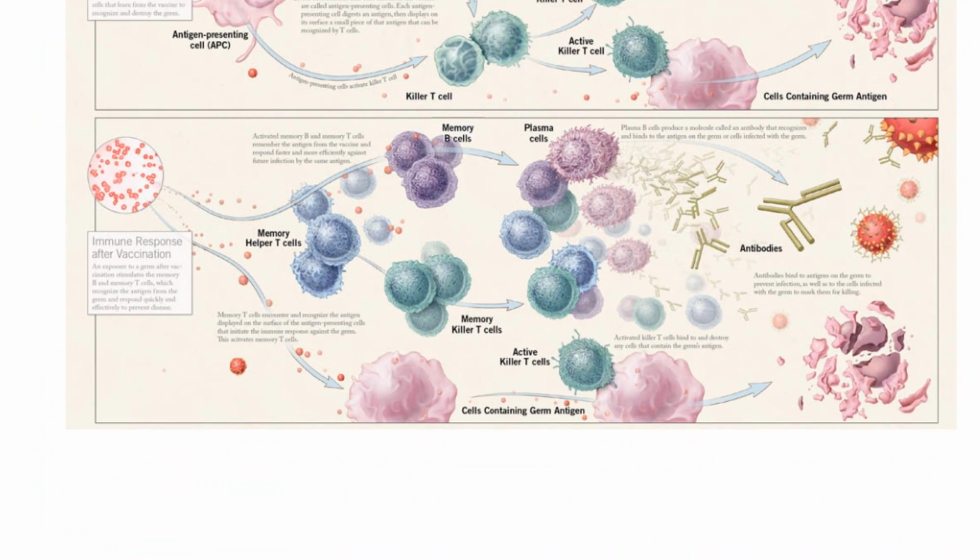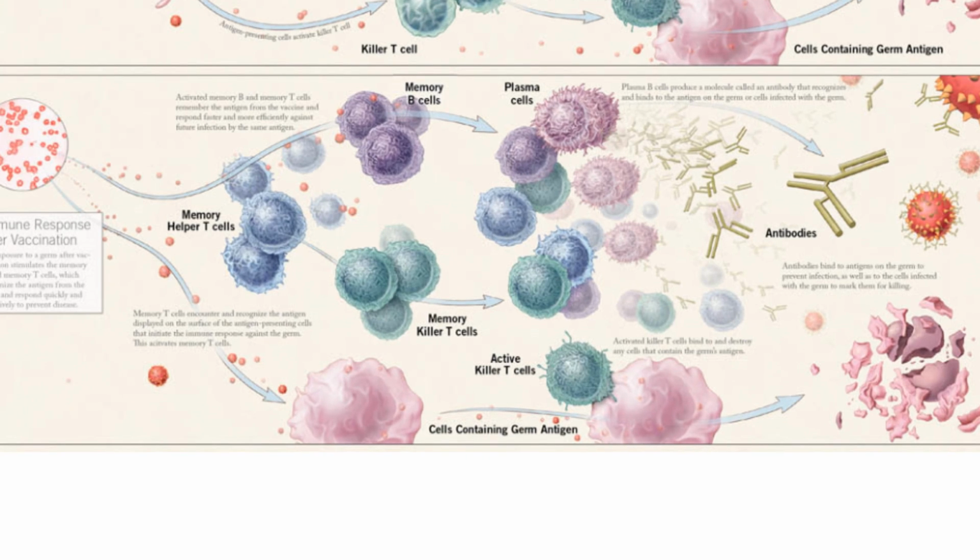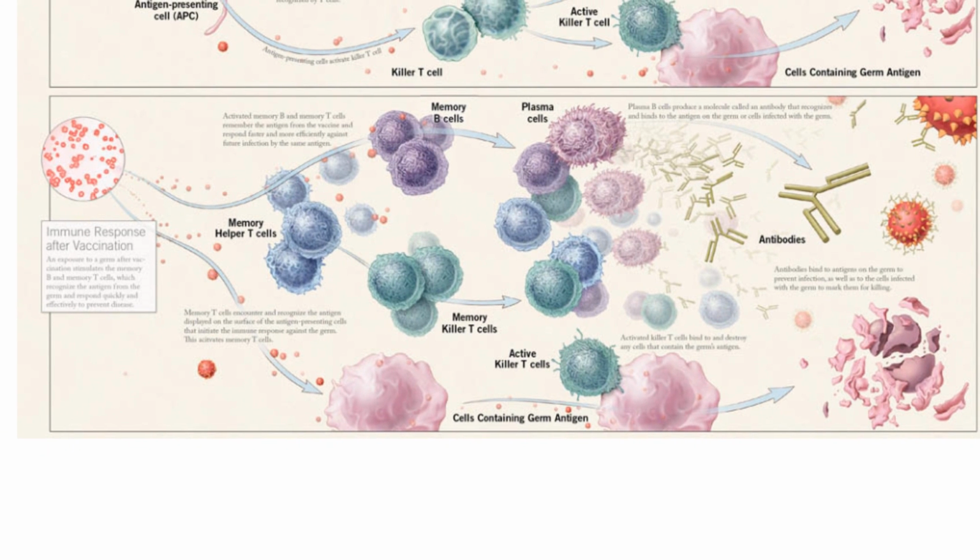Then I'll move it up, because then this bottom panel says what happens when you get exposed to it after you're already vaccinated. So if you're already vaccinated, then you'll see these memory things pop up, and you should know that from the last slide we had. So that's a very pretty graphic. The bottom line is there's memory cells made, and antibodies are going to be floating around in the blood.